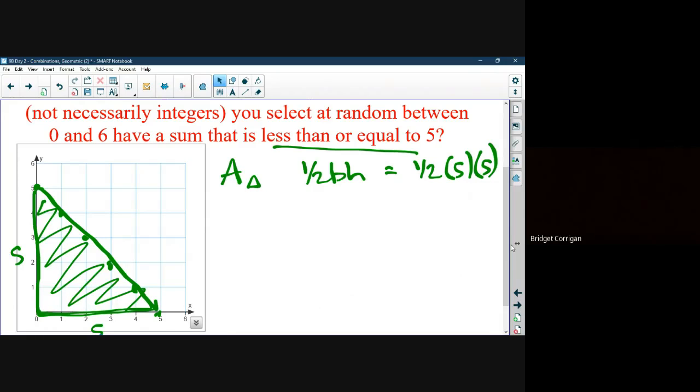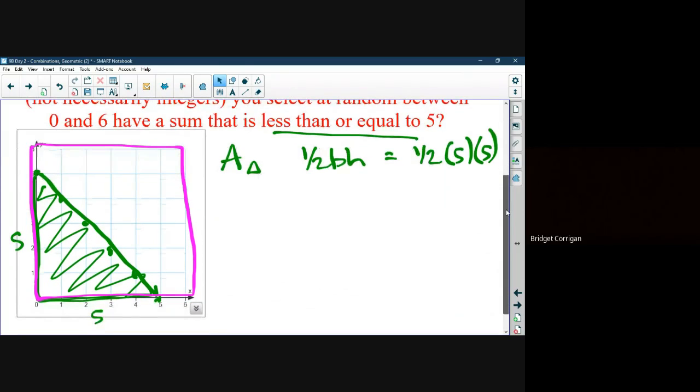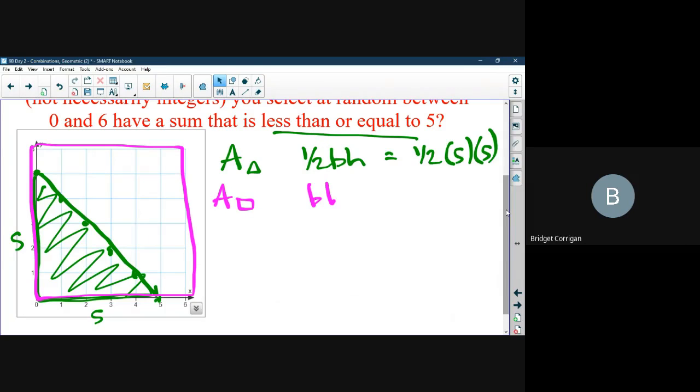Okay. And then out of the total possible outcomes, so we're talking about a grid, a 6x6 grid right here, because it says any numbers from 0 to 6. So out of that whole grid is our total possible outcome. So that's the area of a square, which is just base times height, which is, we have a 6 by 6 grid here.